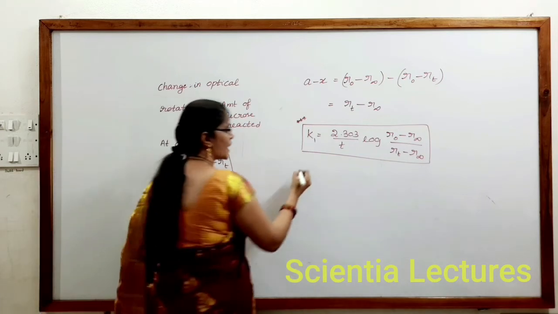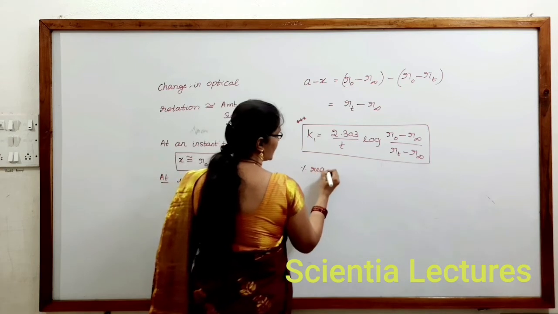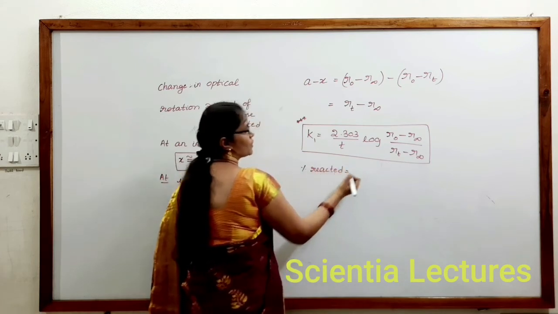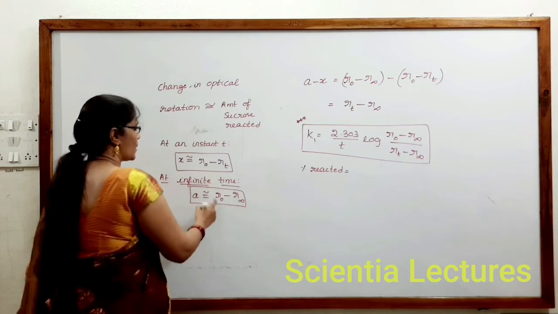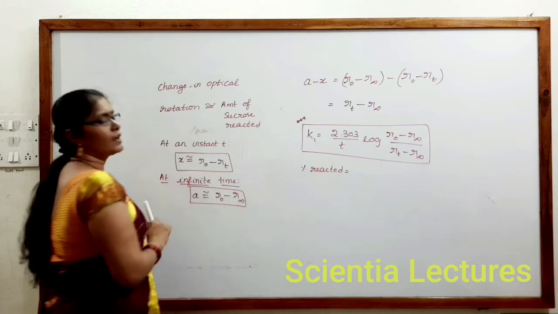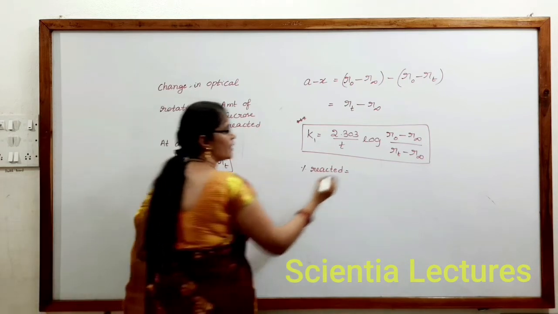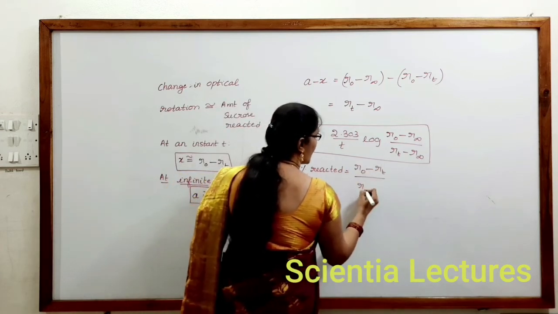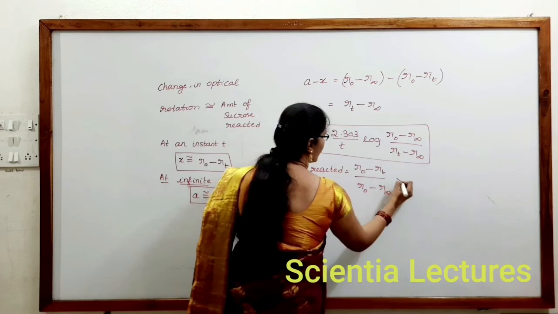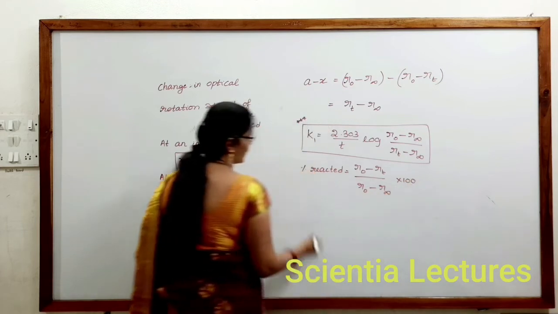So here, if they ask for the percentage reacted, it must be equal to X by A into 100. What is X? R naught minus Rt. What is A? R naught minus R infinite. So X by A is R naught minus Rt divided by R naught minus R infinite, into 100.